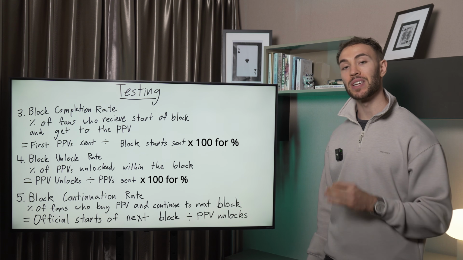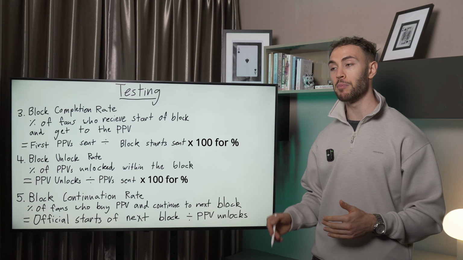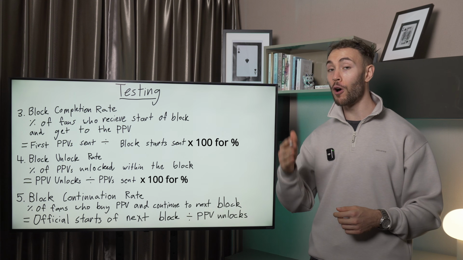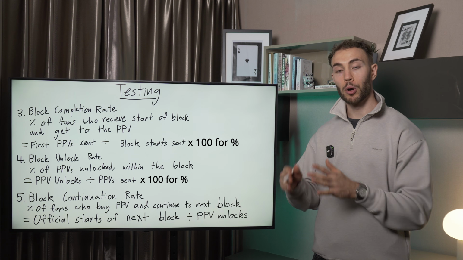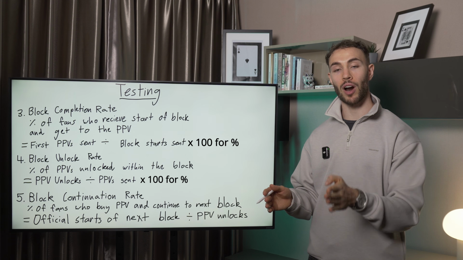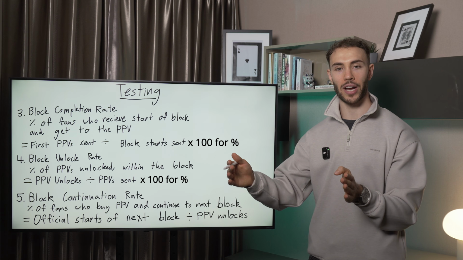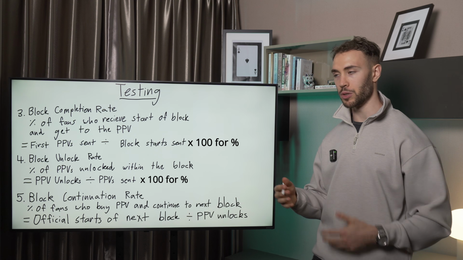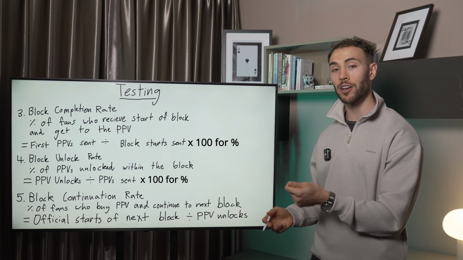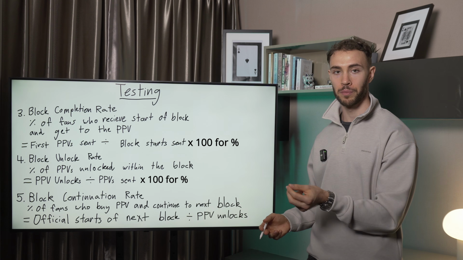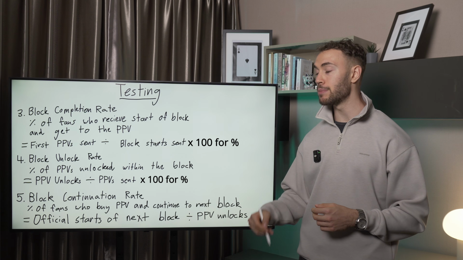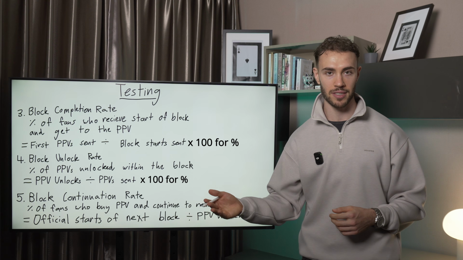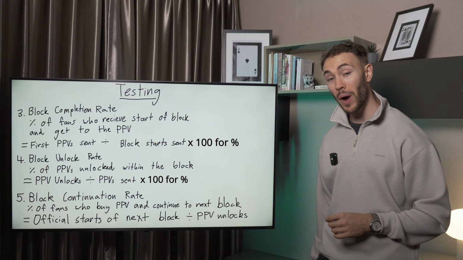The formula for this is the number of times you sent the pay-per-view in that block divided by the number of times you sent the first message in that block, because that will tell us how many of the subscribers that get the start of it also get the pay-per-view, that don't drop off. Then we have block unlock rate, which is pretty obvious. It's just the unlock rate for the pay-per-view. The formula for this is the amount of times that the pay-per-view was unlocked divided by the amount of times it was sent.